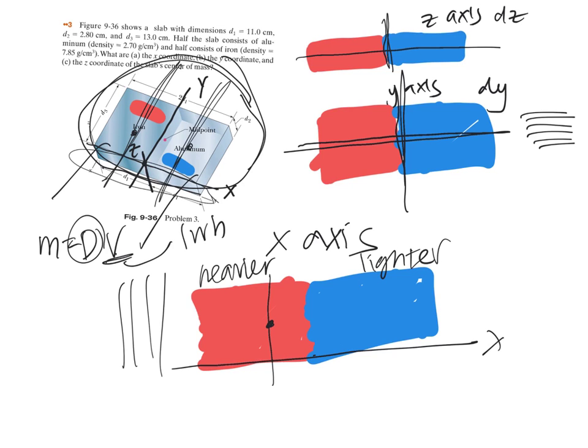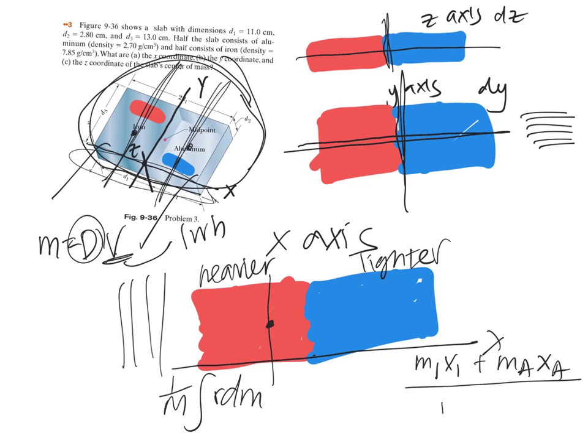And then you're going to use the equation, which is 1 over m integral r dm. But what this really means is you're going to do the mass of iron times the x-coordinate of the iron center of mass, plus the mass of aluminium times the x-coordinate of the aluminium center of mass, and then over the total mass, which is mass of iron plus mass of aluminium, and then that will give you the x COM. So yeah, that's it for this video.